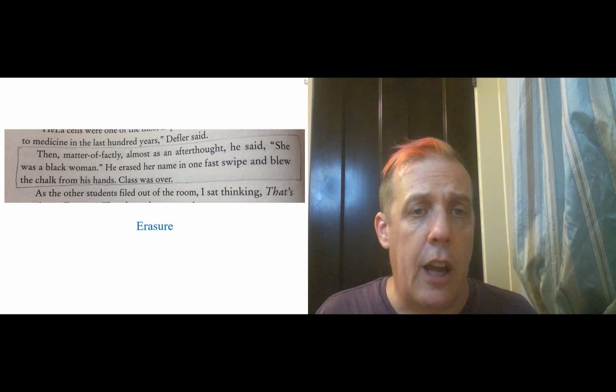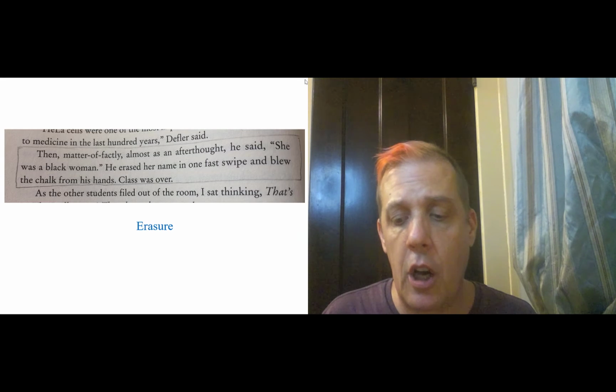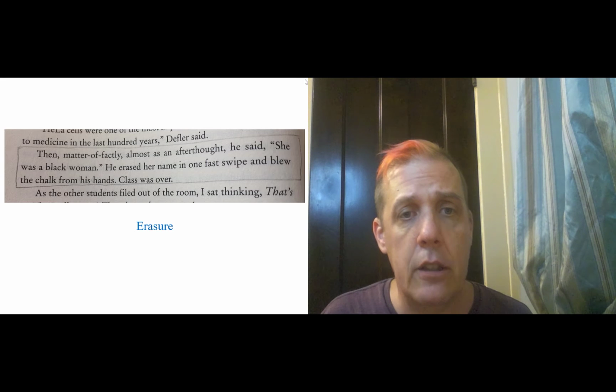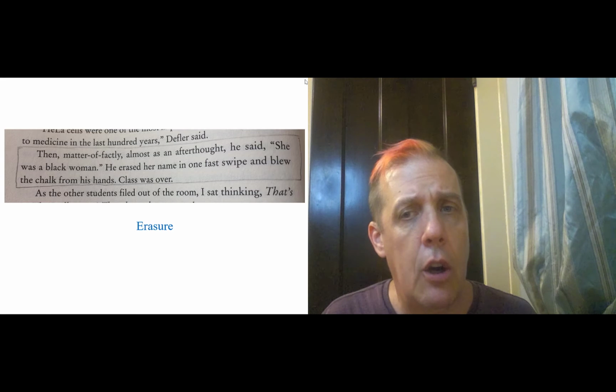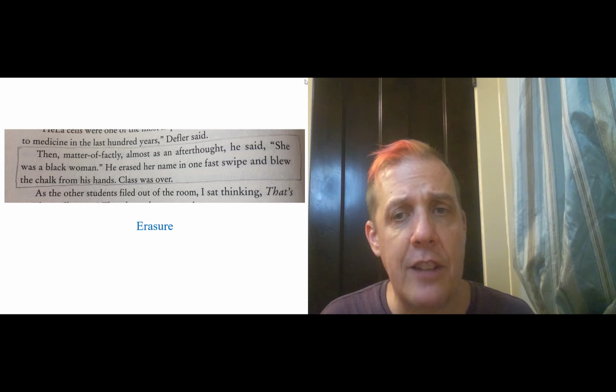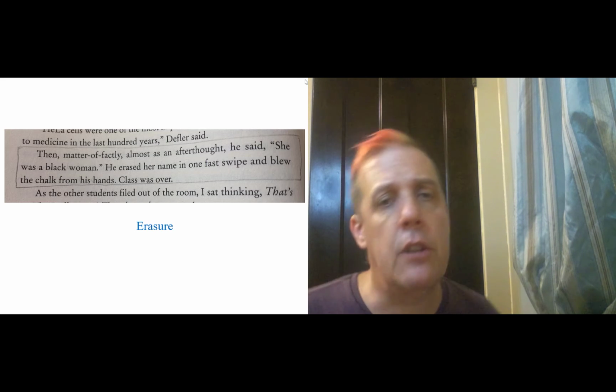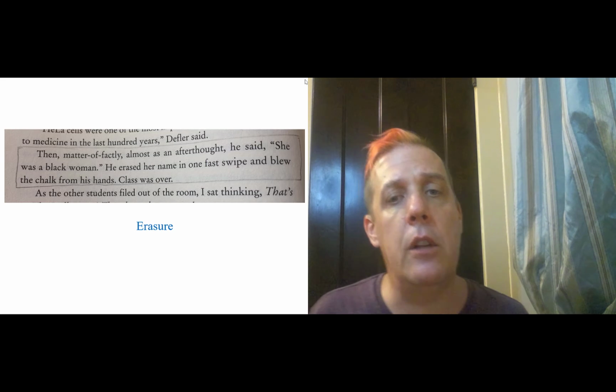Skloot begins the story, actually, by talking about a class she took in community college, where the professor talks about the HeLa cell line. And this passage struck me from early on. She says, then, matter-of-factly, almost as an afterthought, he said, she was a black woman. He erased her name with one fast swipe and blew the chalk from his hands. Class was over. So this illustrates a crucial theme in what we're talking about, erasure.